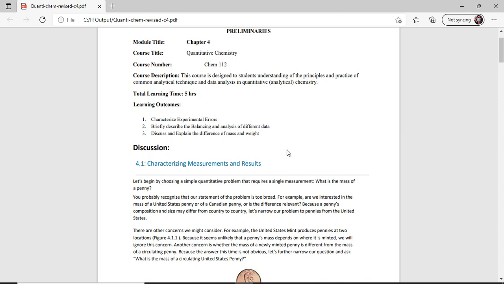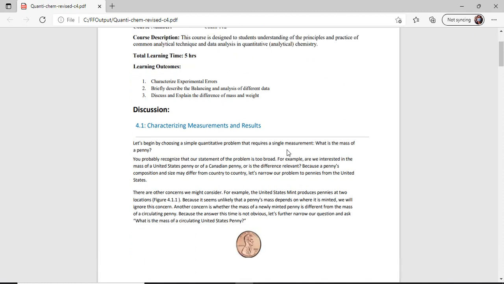So let us begin by choosing a simple quantitative problem that requires a single measurement, okay, which is the mass of a penny. For example lang, so we'll be using here is ang penny. Penny is usually sa US states or for here you also have your mga coins, mga peso. So you have probably recognized that our statement of the problem is too broad. For example, are we interested in the mass of the United States penny or mga Canadian nga penny or differential relevance because your pennies nga composition and sizes differ from country to country.